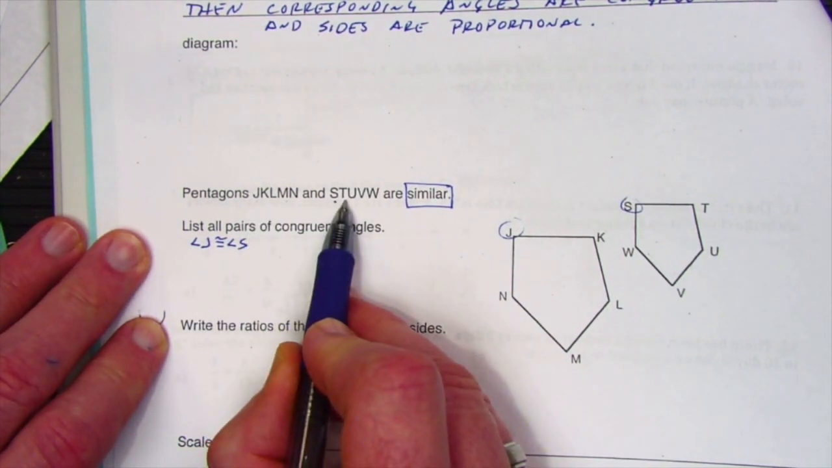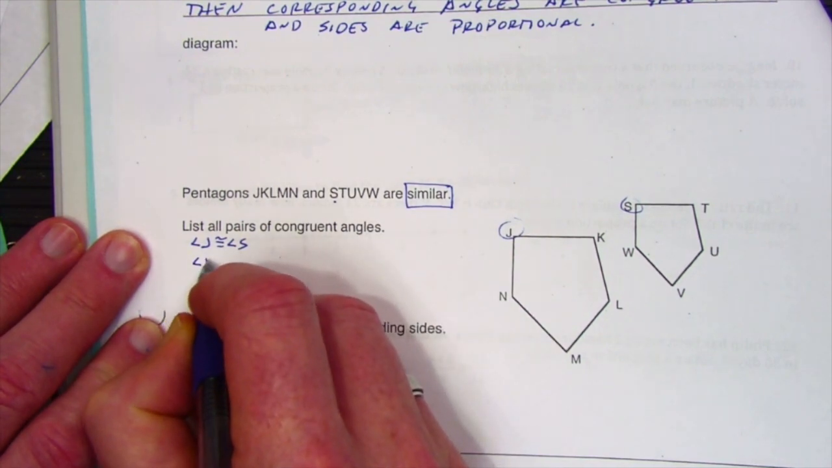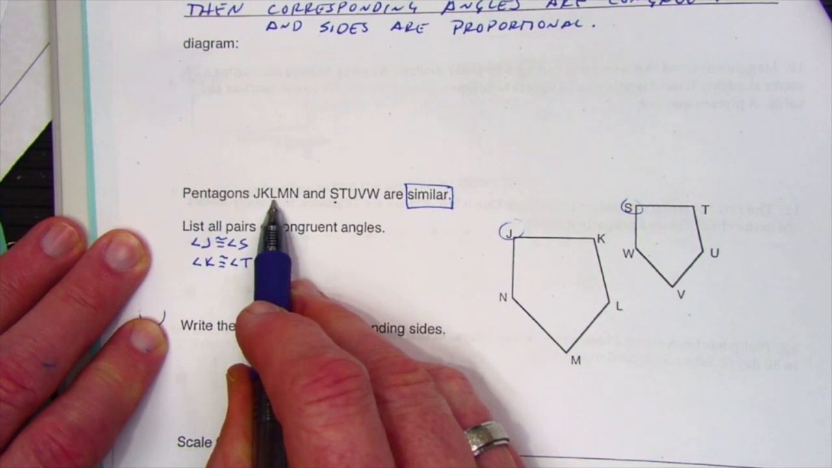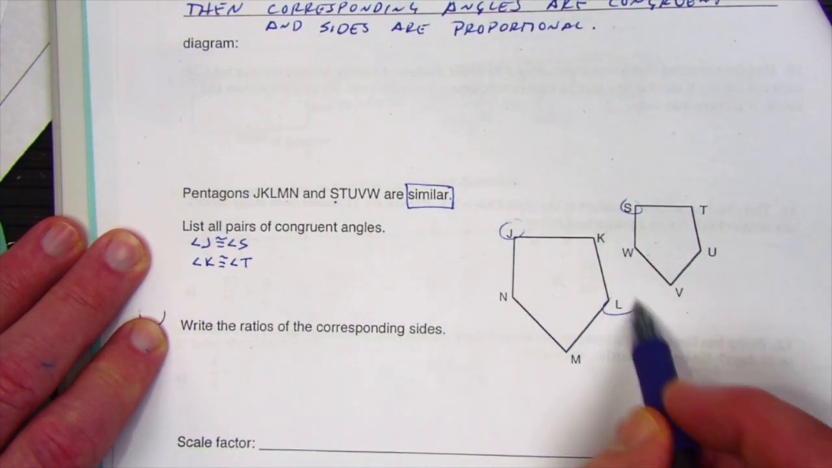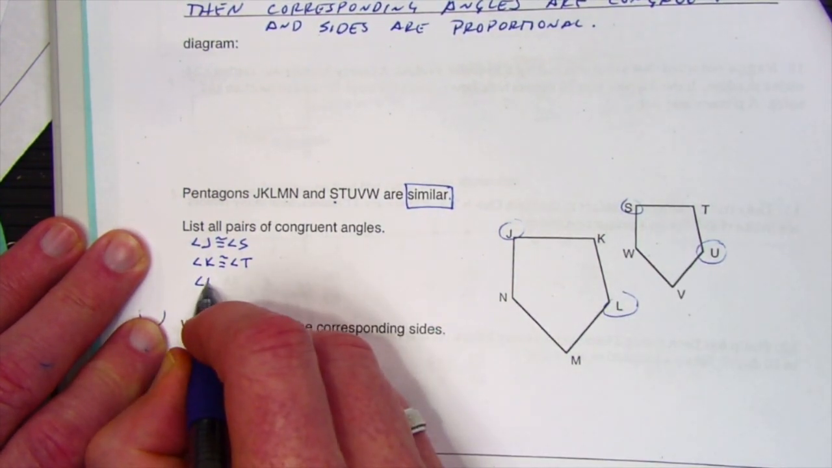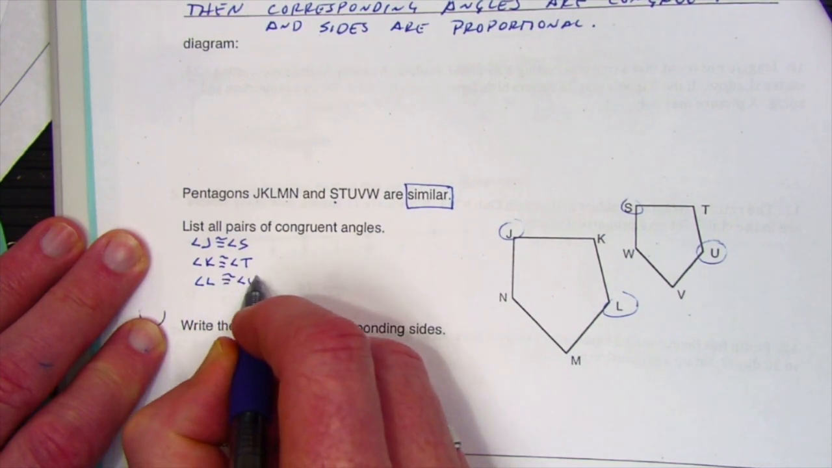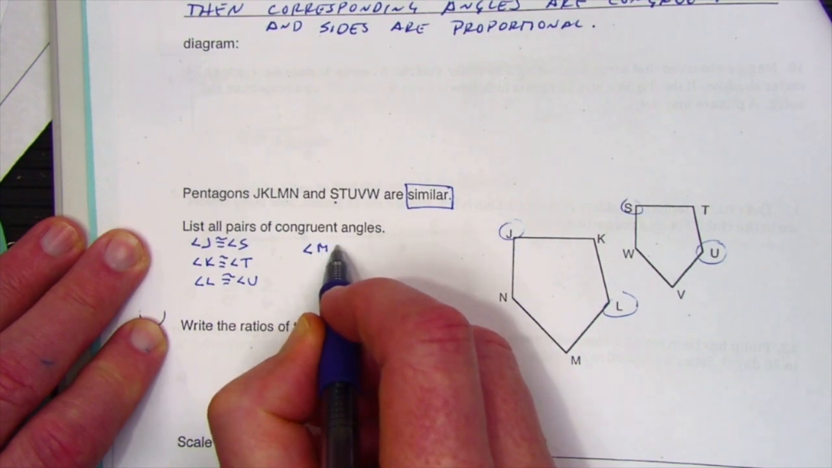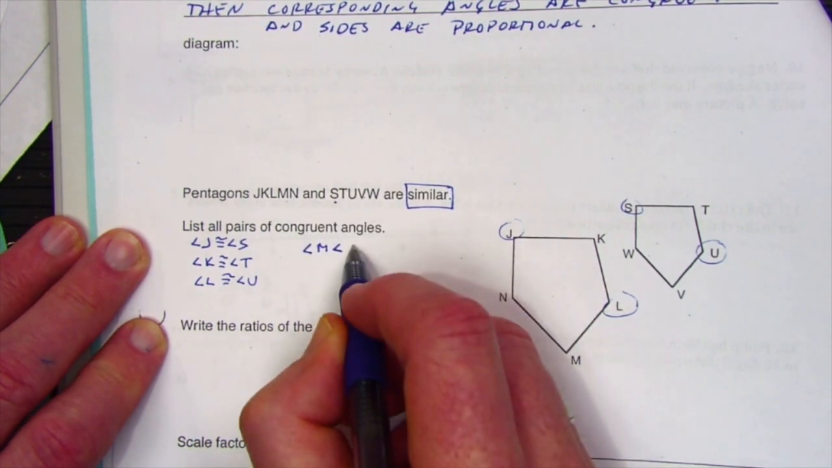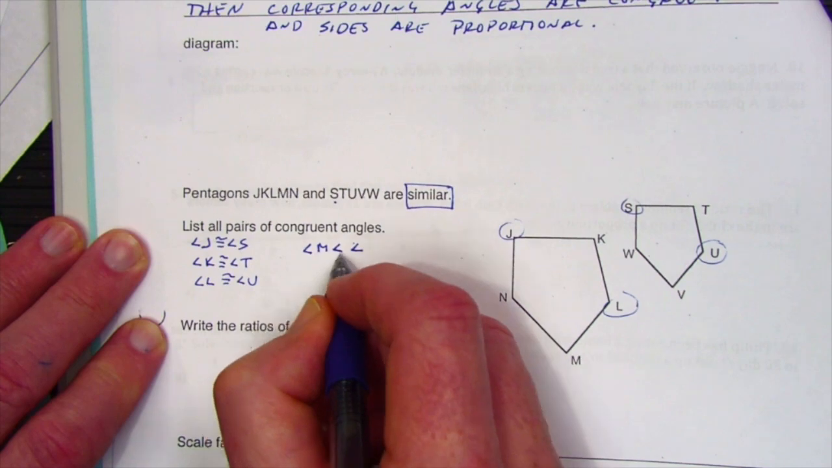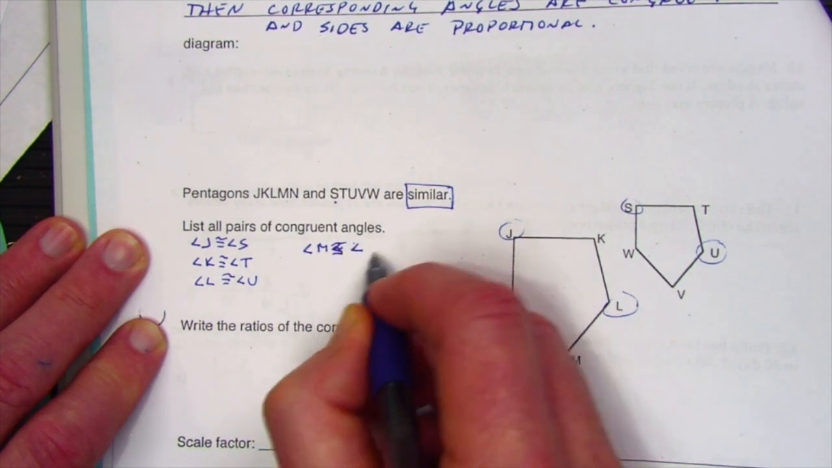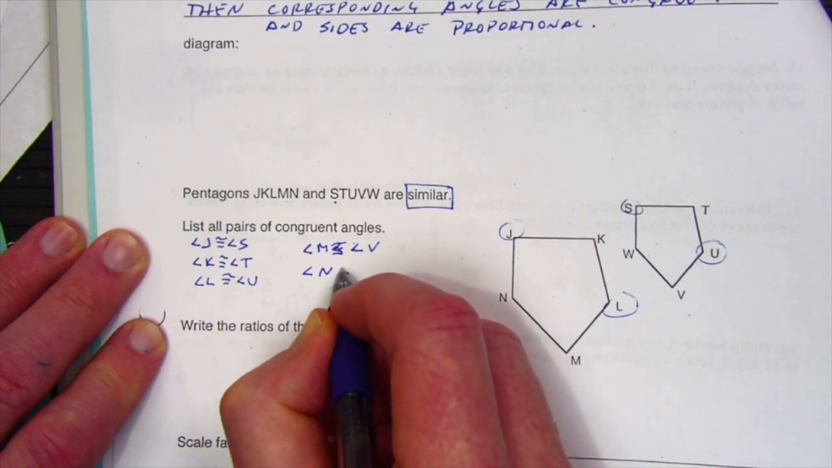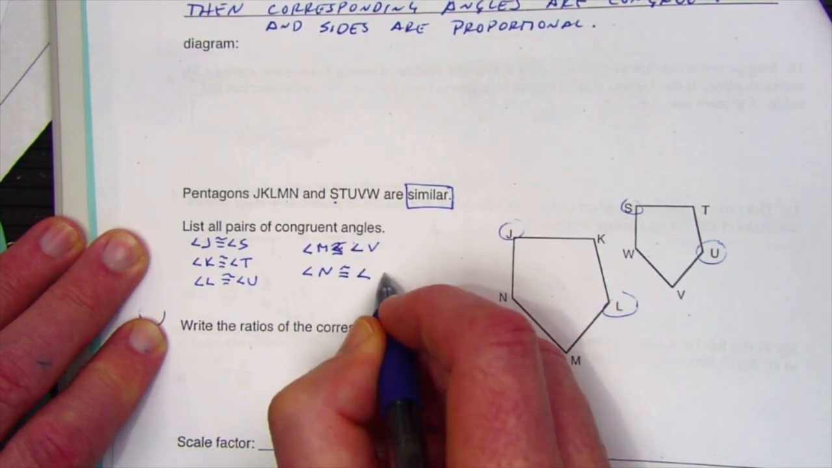We're going to do all of them. So K is congruent to T. So angle K is congruent to angle T. The next one is L and U. So angle L is congruent to angle U. Angle M is congruent to angle V. And then the last one is angle N is congruent to angle W.